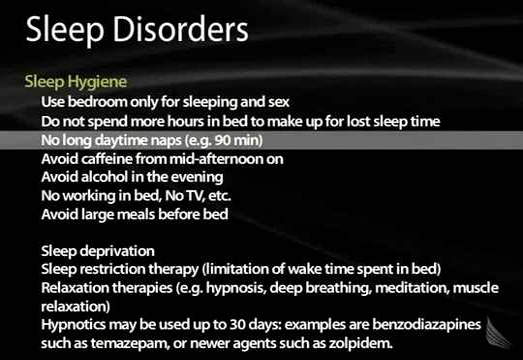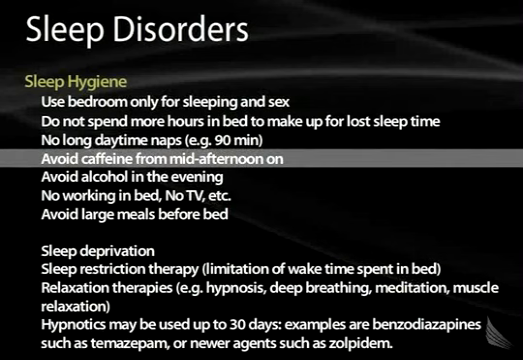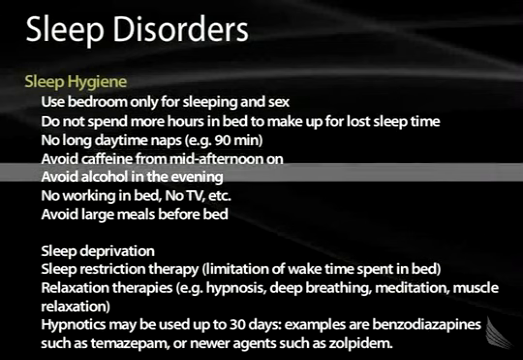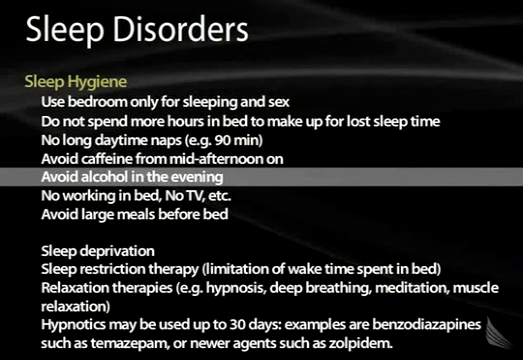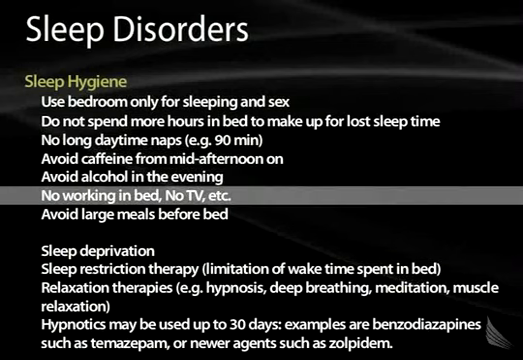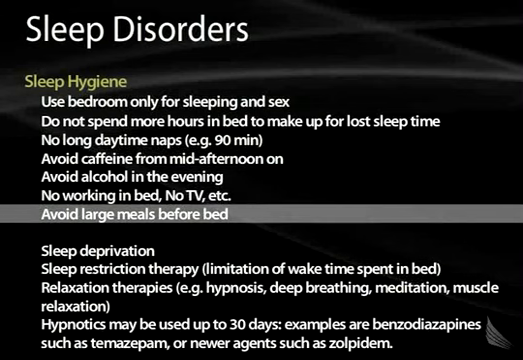Try to only sleep for about half an hour during the day, and make sure that it's not too close to your bedtime. And also, don't drink a cup of coffee after 5 p.m., or don't drink a cup of coffee or tea at dinner time, because that can affect your sleep. Avoid large amounts of alcohol in the evening. And don't work in bed, no TV, and don't have a large meal before you go to bed. Now, a cup of milk, a little sandwich, that's not bad, but a large meal is very difficult for people to fall asleep after.